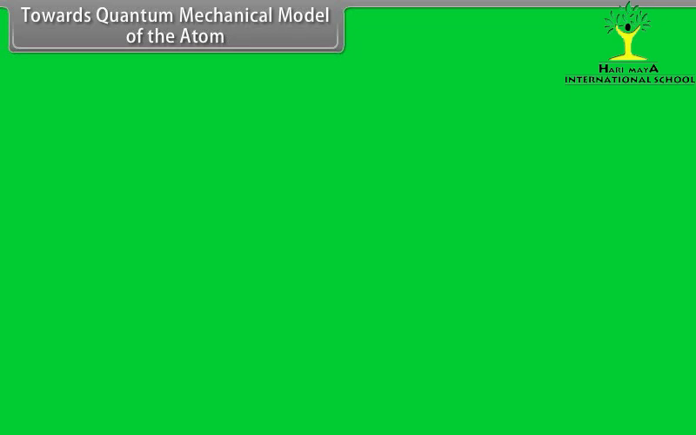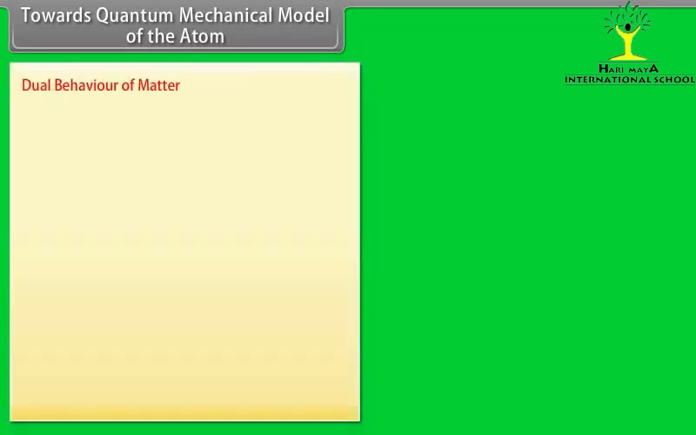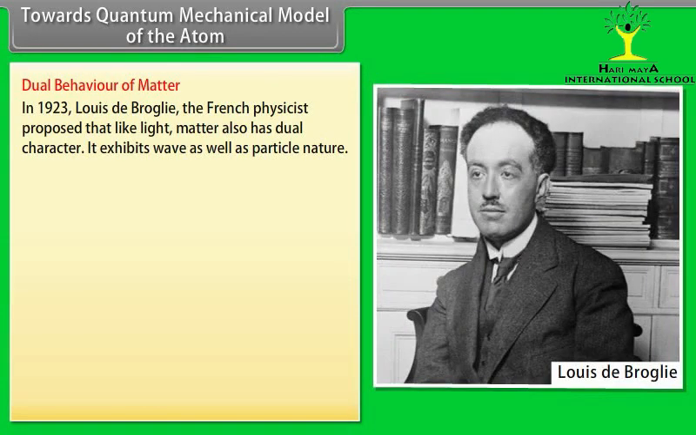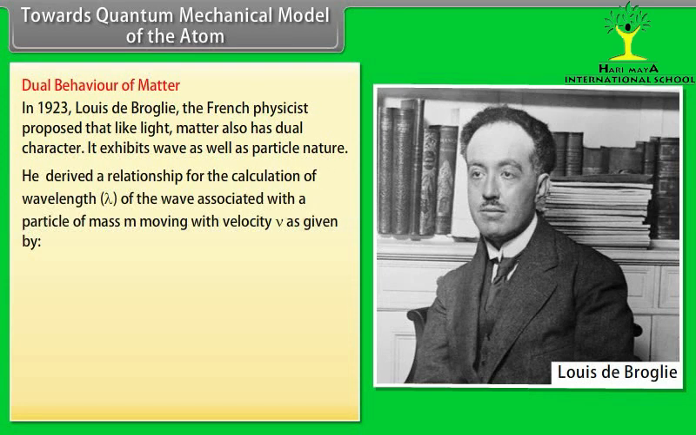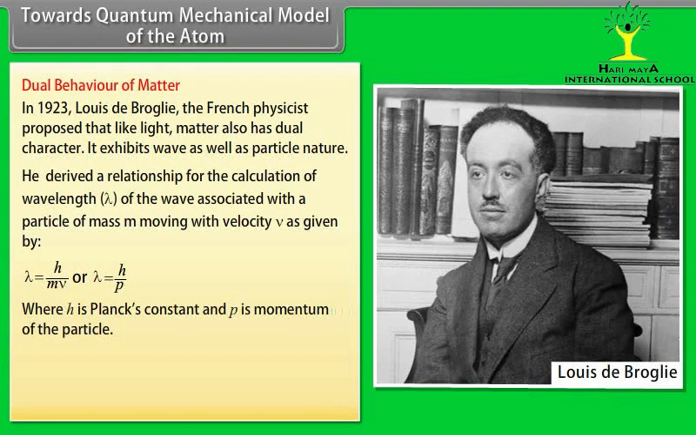Towards the quantum mechanical model of the atom: dual behavior of matter. In 1923, Louis de Broglie, the French physicist, proposed that like light, matter also has dual character. It exhibits wave as well as particle nature. He derived a relationship for the calculation of wavelength lambda of the wave associated with a particle of mass m moving with velocity v, given by lambda is equal to h by mv, or lambda is equal to h by p, where h is Planck's constant and p is the momentum of the particle.